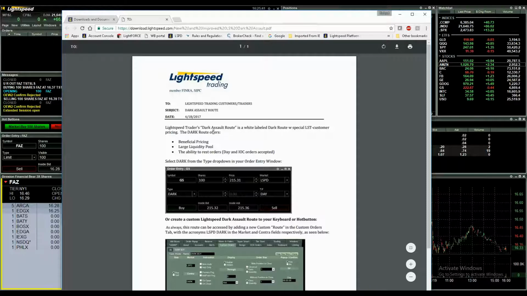It gives you a little bit of a definition here. Dark route offers beneficial pricing, a large liquidity pool, the ability to rest orders. It's really a way to access liquidity that's not displayed. There are a lot of hidden orders out there, a lot of pools of liquidity that may not be displayed, but some of these routes can fill you on that, and this Dark Assault route is designed to do that.